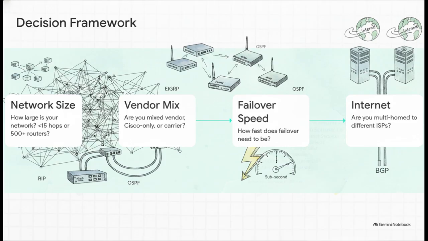Step 3. Define your failover speed needs. Do you need sub-second recovery for highly sensitive apps? If so, you need advanced protocols. Step 4. Evaluate your internet connectivity. Are you multi-homed to different ISPs? If you are, you're going to need BGP.